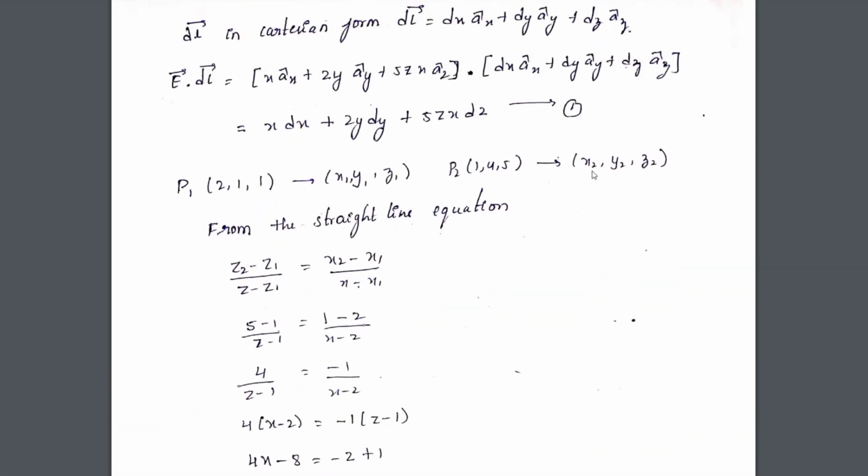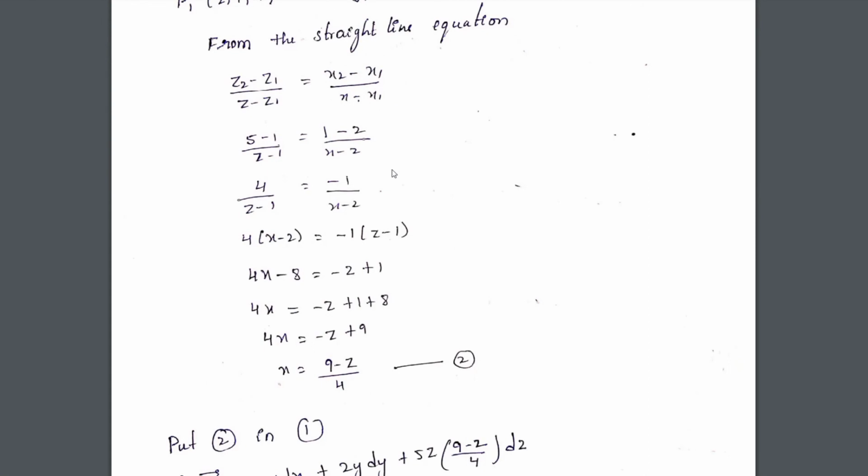For integration, all the terms should be separate: x and dx, y and dy, z and dz. In case you have a combination of zx, then x should be converted to z or z should be converted to x, and only then can you integrate. So in this problem, we are converting x in terms of z, that is represented in equation 2. That equation 2 is substituted back in 1, and then we are doing the normal integration. So these are the two problems on work done.